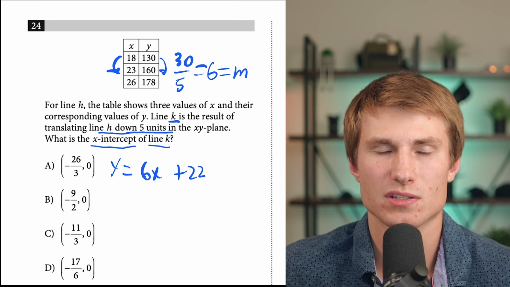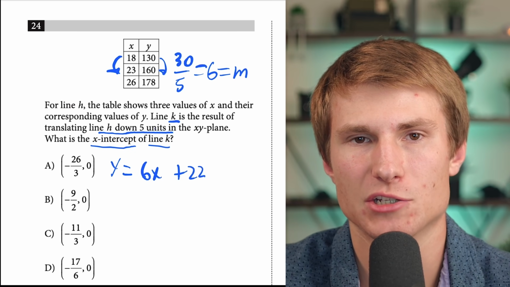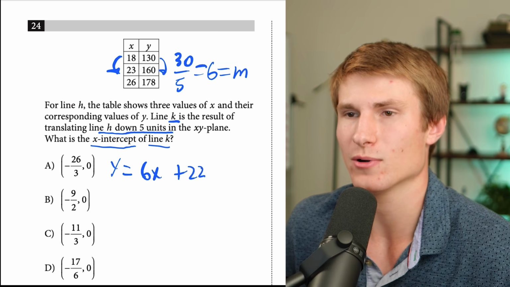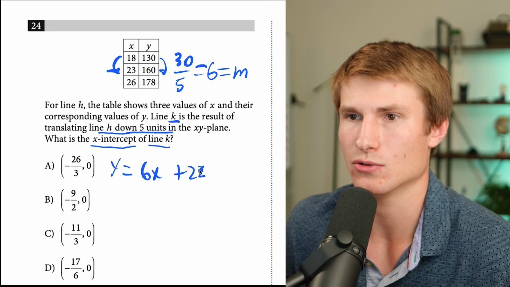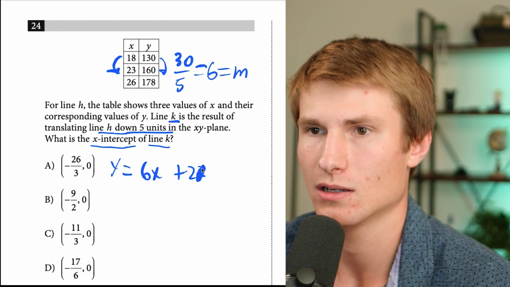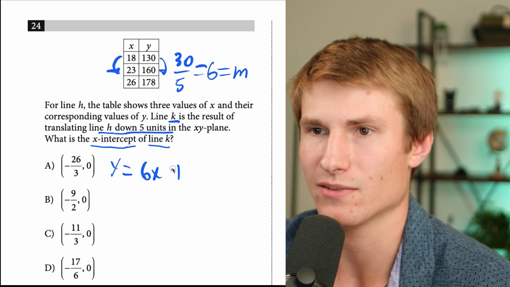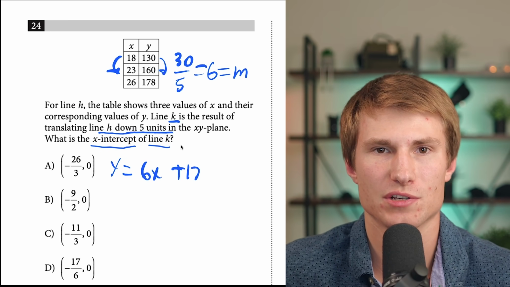Now, we don't use this to find our answer yet because we have to keep in mind that line H is translated down 5 units. So if we're going down 5 units, instead of plus 22, we would have plus 17. Okay, so let's go ahead and put in that plus 17. Now we have our equation for line H.